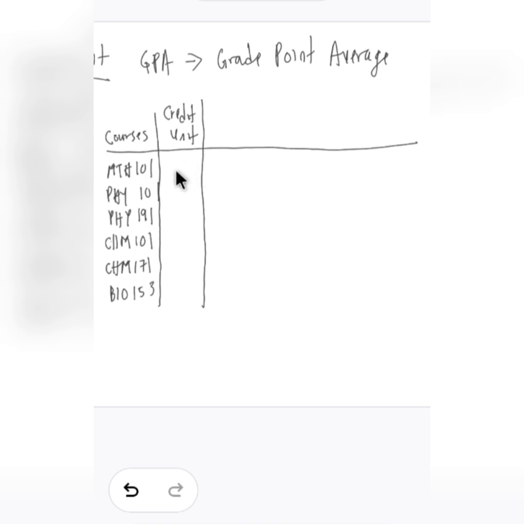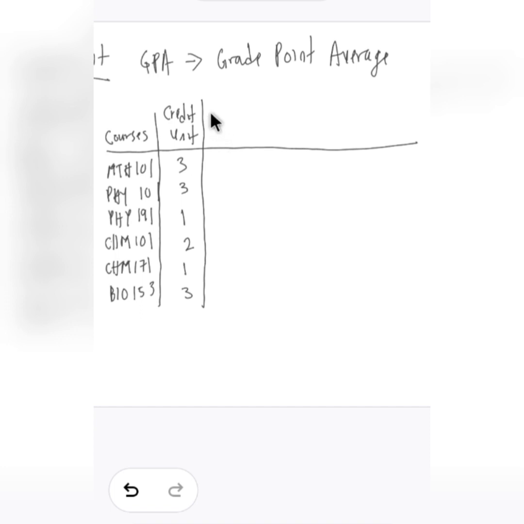So let's take Maths 101 has 3 credit units. Physics 101 has 3. Physics 191 has 1. Chem 101 has 2. Chem 171 has 1. Bio 153 has 3. Please mind, this is not the exact credit unit in accordance with the school portal. This is just random numbers assigned to courses.